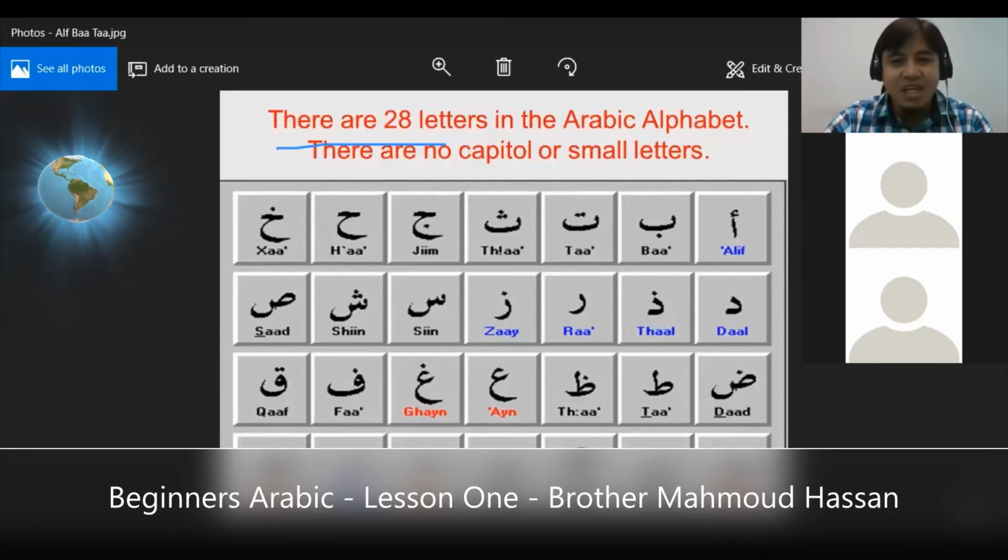Al-qira'ah. Take note of that word and the pronunciation. That means the reading. Okay, so how to read ba?